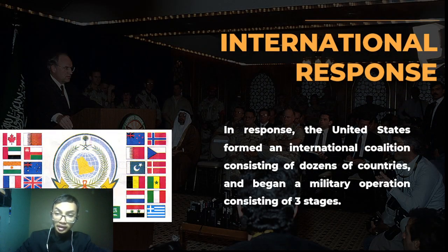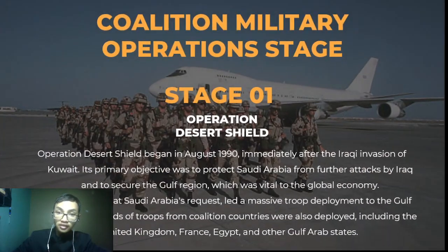In response, the United States formed an international coalition consisting of a dozen countries and began a military operation consisting of three stages. The first stage is Operation Desert Shield. Operation Desert Shield began in August of 1990, immediately after the Iraqi invasion of Kuwait.